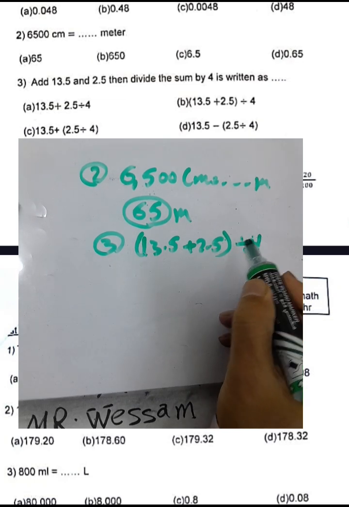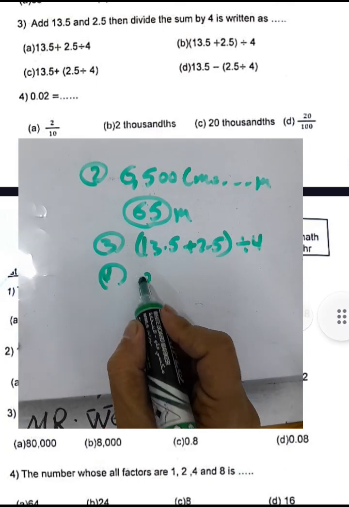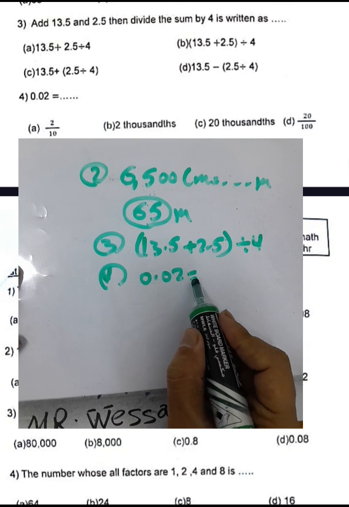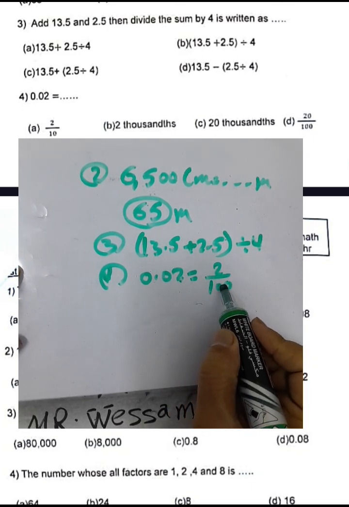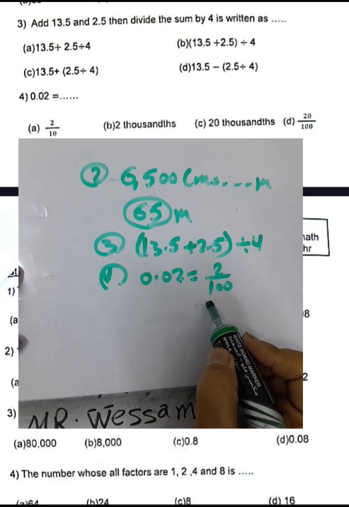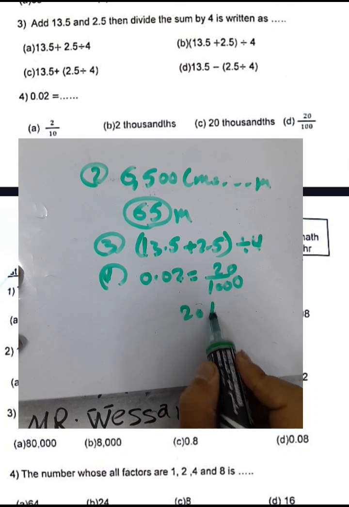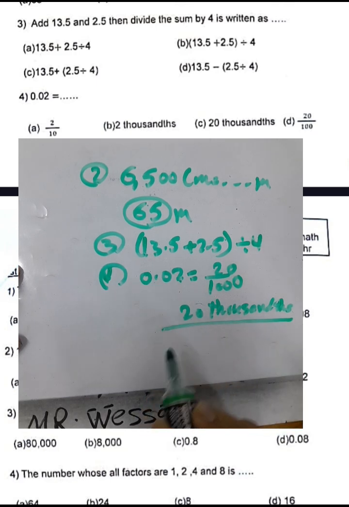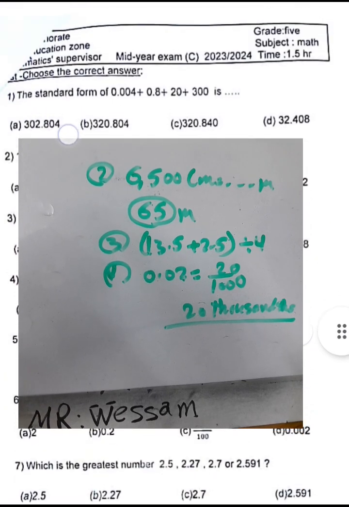Question 4. 0.0 and 2, we can convert it to fractions. Here write 2 over 100, and we can product by 10 numerator and denominator, then the result will be 20,000th. Choose letter C.